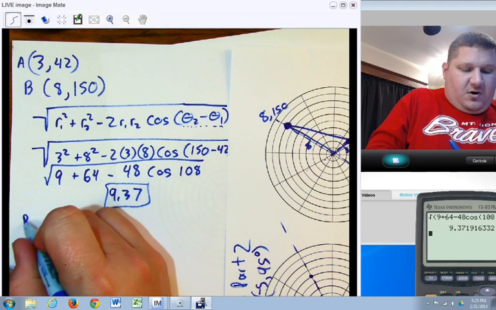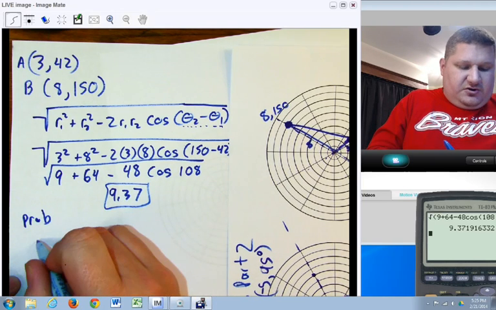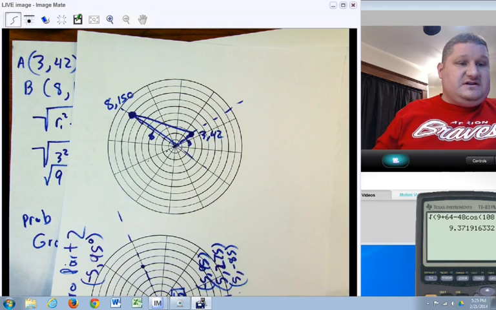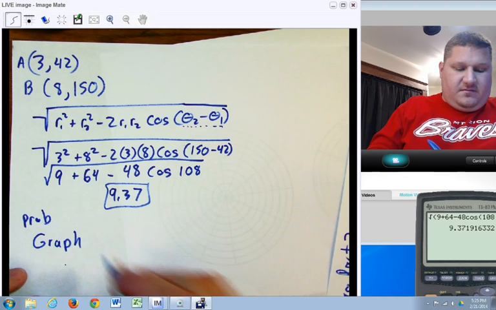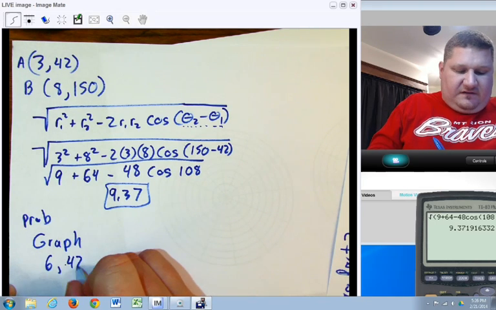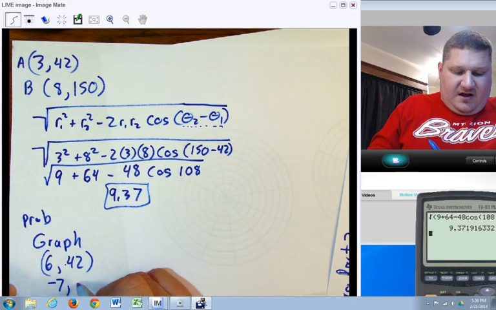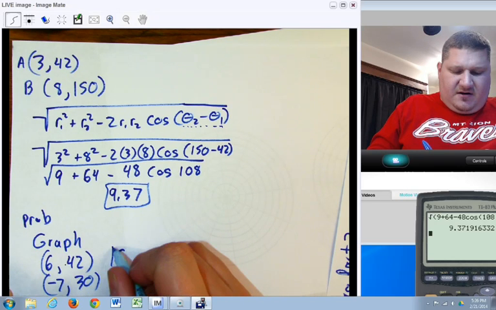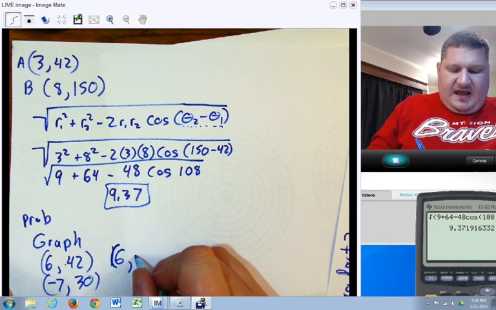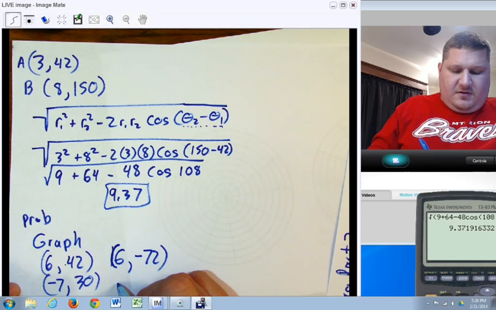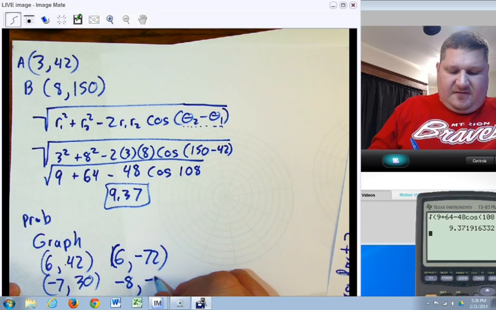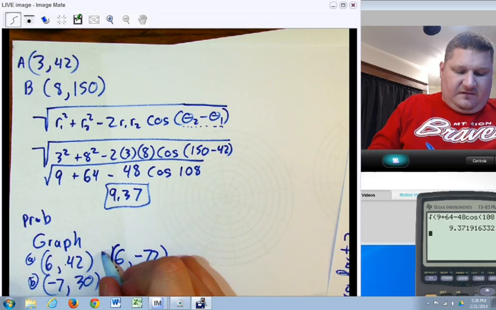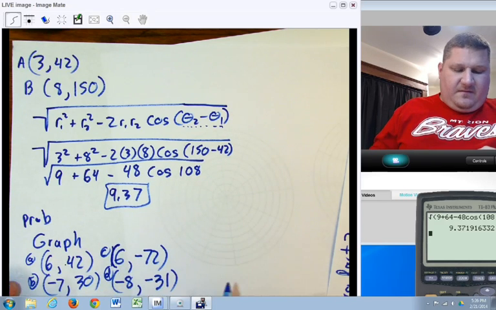First problem for your homework. You need to graph. And I will try to put this sheet, or a sheet like it, on the website for you to download. Graph 6 comma 42 degrees, negative 7 comma 30 degrees, 6 comma negative 72 degrees, and negative 8 comma negative 31 degrees. So A, B, C, D. Now, that's problem number 1.